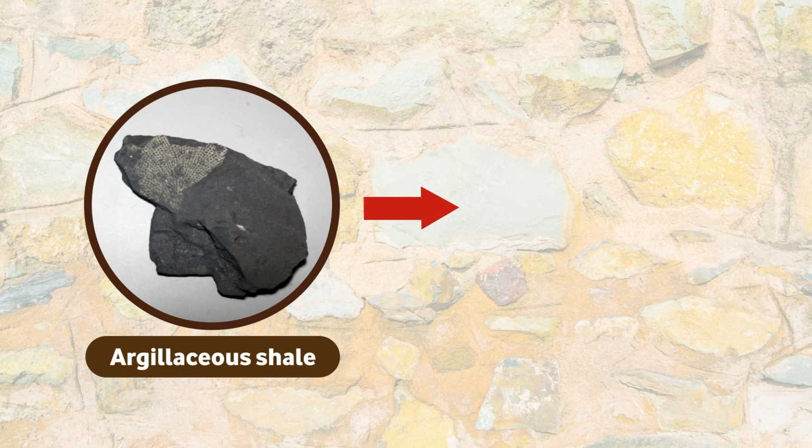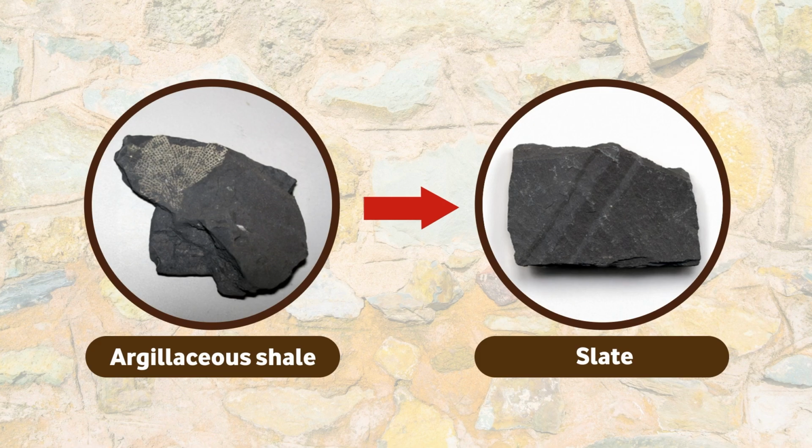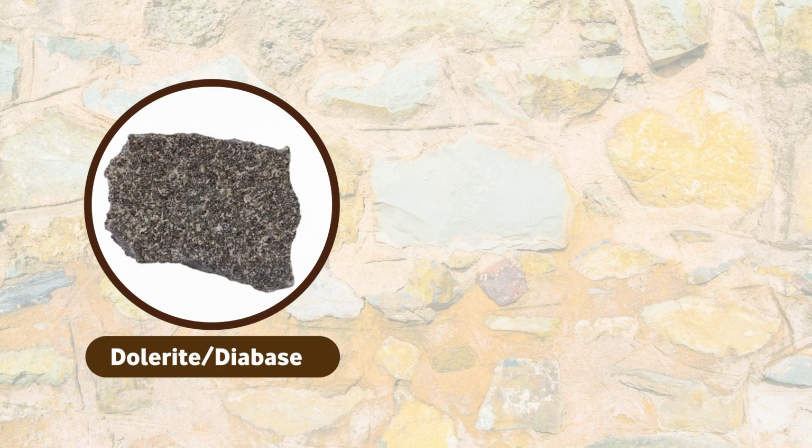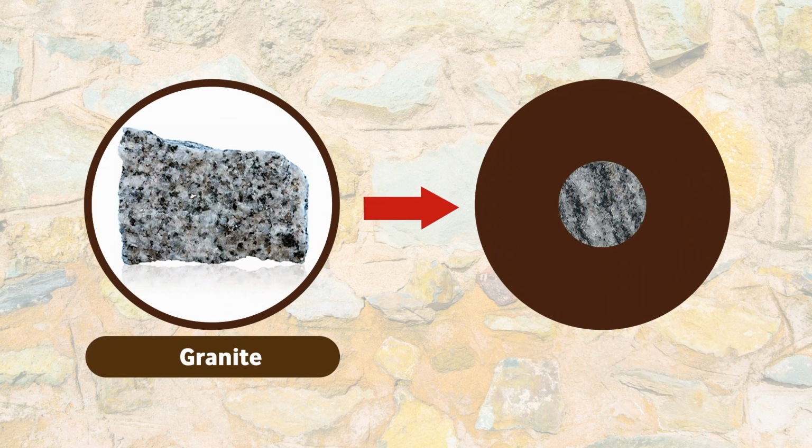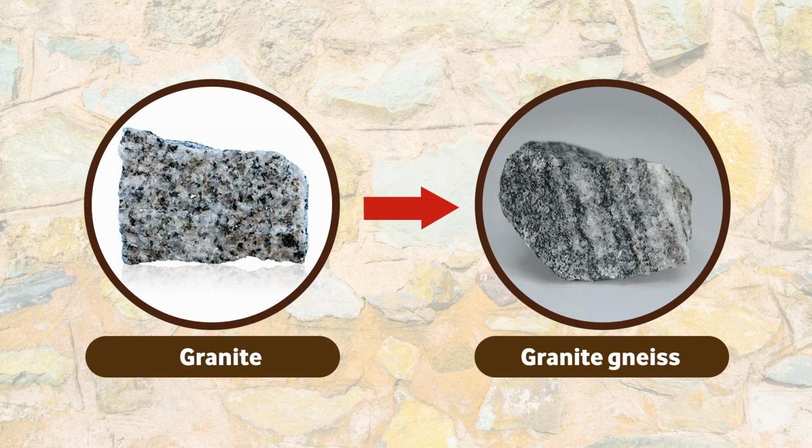Here are some common examples showing you the metamorphic equivalents of different sedimentary and igneous rocks. On the left hand side are the sedimentary rocks listed, and on the right hand side we have the metamorphic rock equivalents. If we have an argillaceous shale, it will get converted to slate. If I have a dolerite or a diabase, it will get converted to amphibolite. Then if I have a granite, it will get transformed to a granite gneiss.